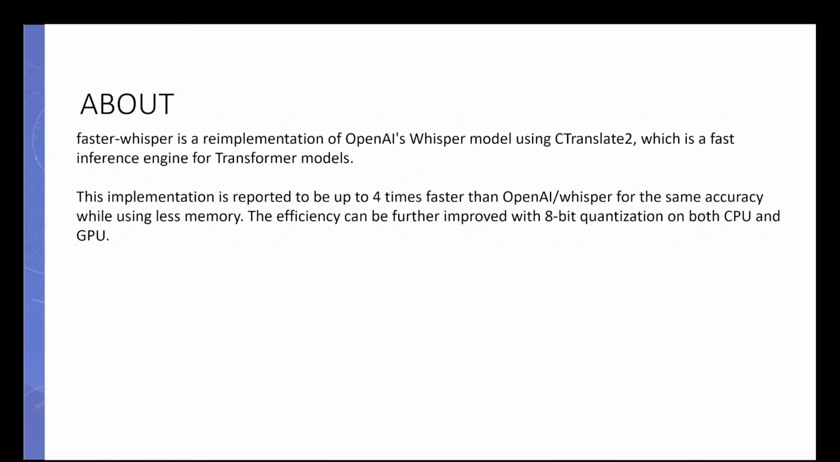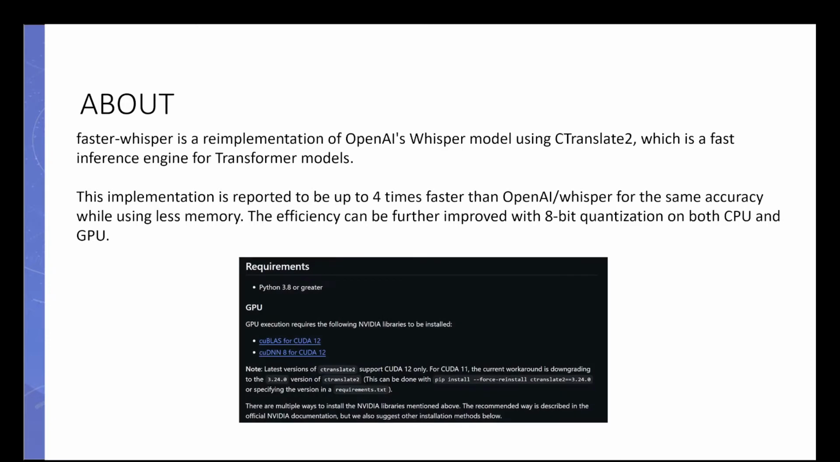So a little bit about the model. Faster Whisper is a re-implementation of OpenAI Whisper model using C Translate 2, which, as I said, is a fast inference engine for transformer models. So this implementation is reported to be 4 times faster than the original OpenAI Whisper for the same accuracy while using less memory. And the efficiency can be further improved with 8-bit quantization on both CPU and GPU.